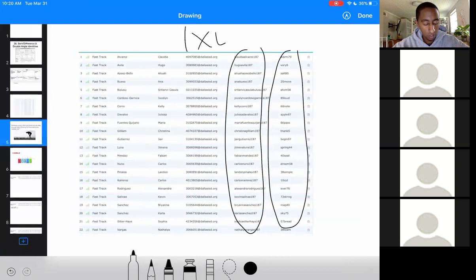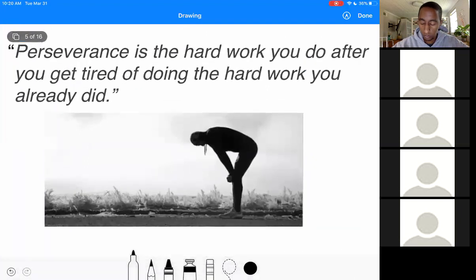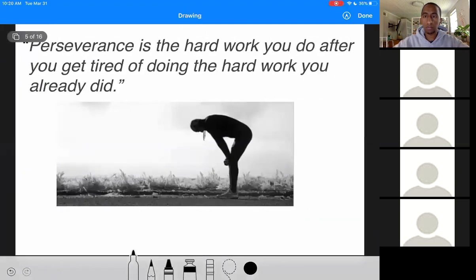Okay, all right. So I thought I'd start with a quote, given that we want to continue to fulfill our 4 goals, and also just to encourage you. Something I was thinking about for myself. Can someone read this for us, please? I want to hear from y'all because I can't see y'all. Claudia, could you read this? Perseverance is the hard work you do after you get tired of doing the hard work you already did.